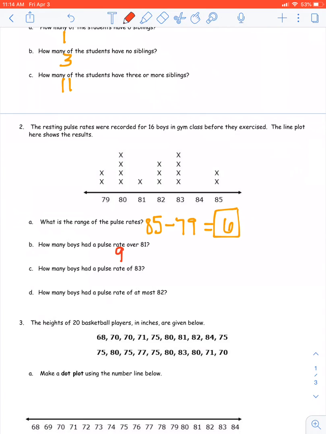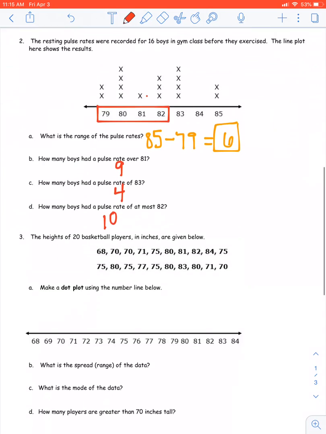All right, how about how many had a pulse rate of 83? So exactly 83. Count it up. There are 4 students with a pulse rate of 83. And how many boys had a pulse rate of at most 82? At most means all the way up to 82, including 82. So let's count it up. 1, 2, 3, 4, 5, 6, 7, 8, 9, 10. So there are 10 people that have at most 82.